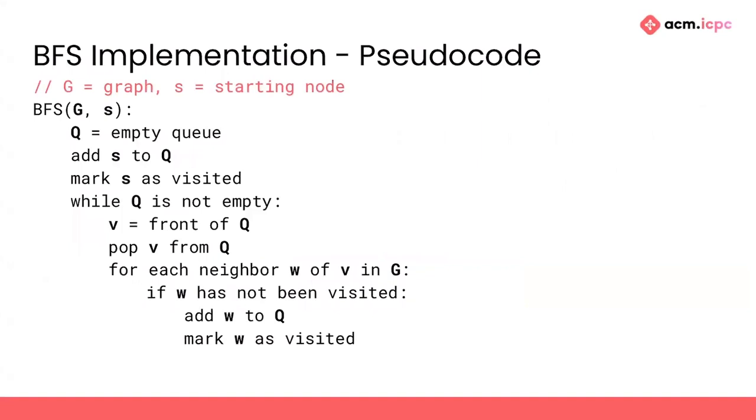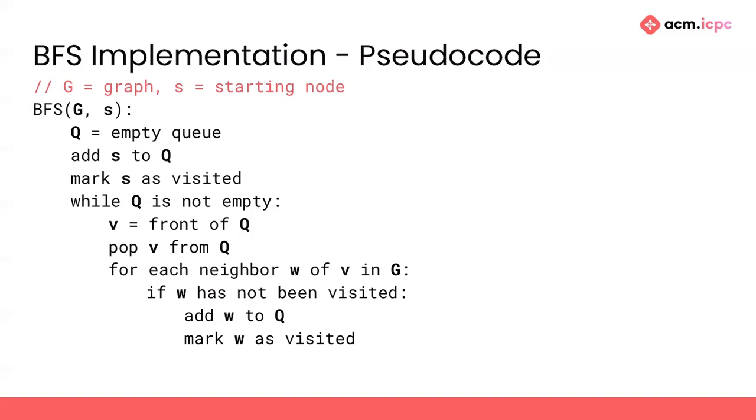Okay, so here's some pseudocode for the BFS implementation. It's just what we went through. We make an empty queue, we add the starting source to the queue, and we mark it as visited. Then while the queue is not empty, we repeat the following steps. We pop the node from the front and then add all its adjacent nodes that haven't been visited to the queue and mark them as visited. After all these steps, the queue will be empty, and we will have visited all the nodes that are connected to the source node.